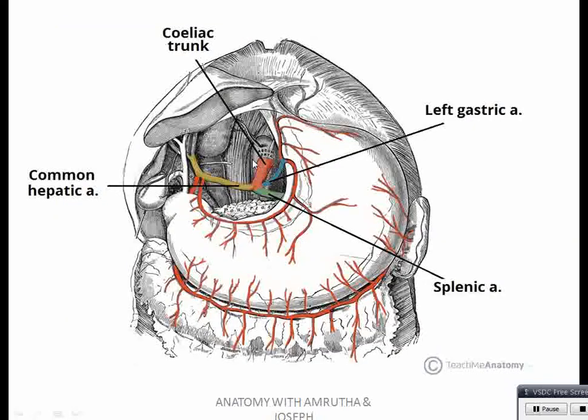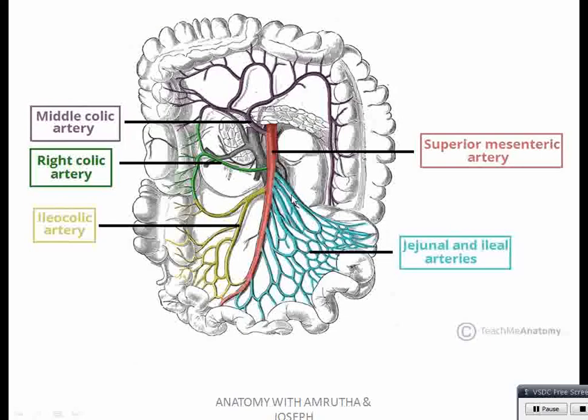The celiac trunk divides into common hepatic artery, left gastric artery and splenic artery, and this is the stomach. So it is going to supply this area. The celiac trunk is the artery that supplies the foregut. The structures derived from the foregut will be supplied by the celiac trunk. Superior mesenteric can be seen, giving rise to different arteries like jejunal arteries, ileocolic artery, right colic artery, middle colic artery. Superior mesenteric artery is the artery of the midgut.